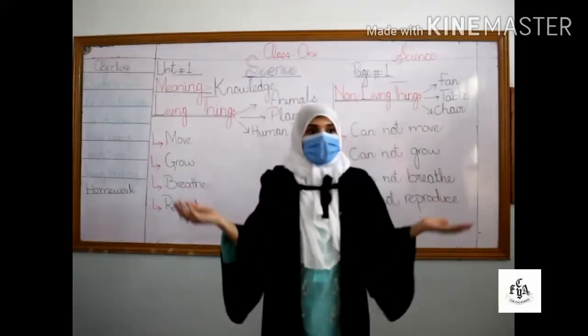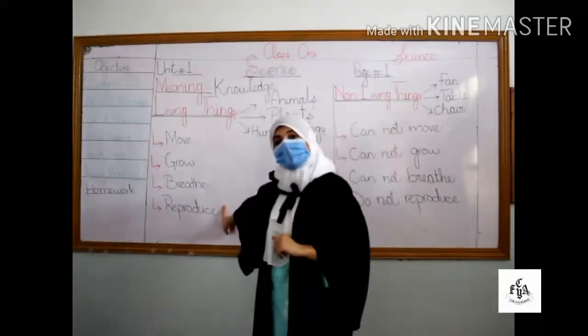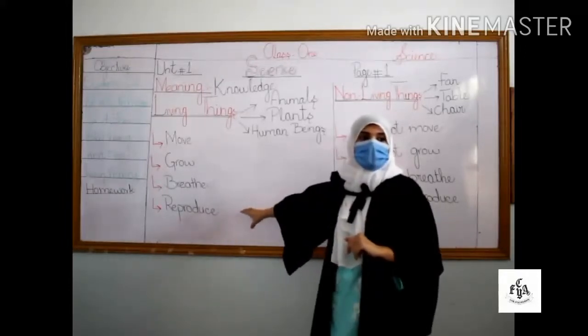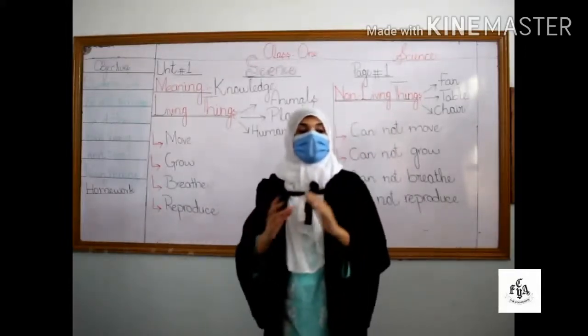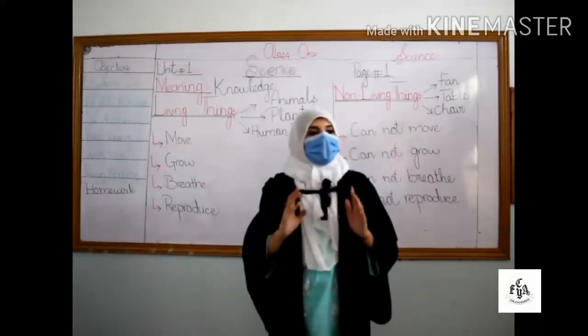Living things can breathe. Look, we can breathe. Living things can reproduce. Reproduce means living things can give birth to their young ones. Clear?